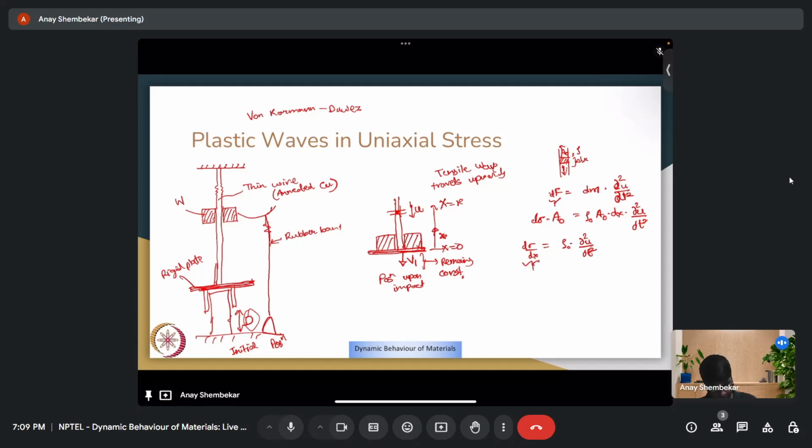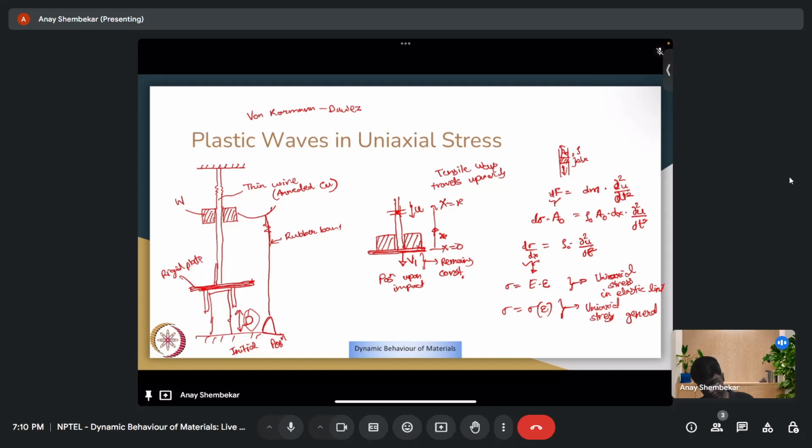We can write this ∂σ/∂x. Sigma is equal to E epsilon, this is for uniaxial stress in the elastic limit. Otherwise, we can write it as sigma is equal to sigma of epsilon. This would be valid for uniaxial stress, but also in the plastic range.